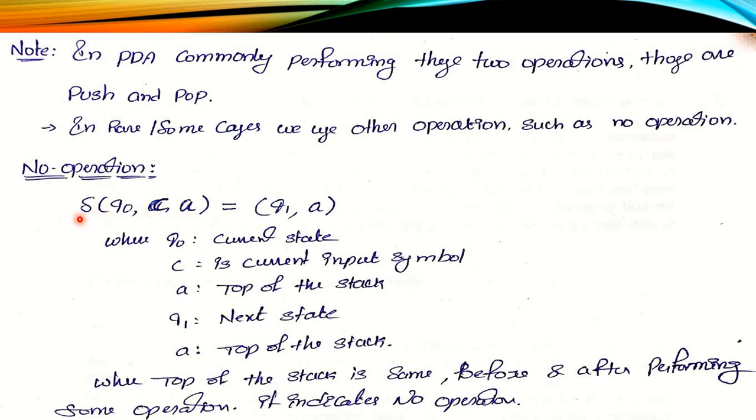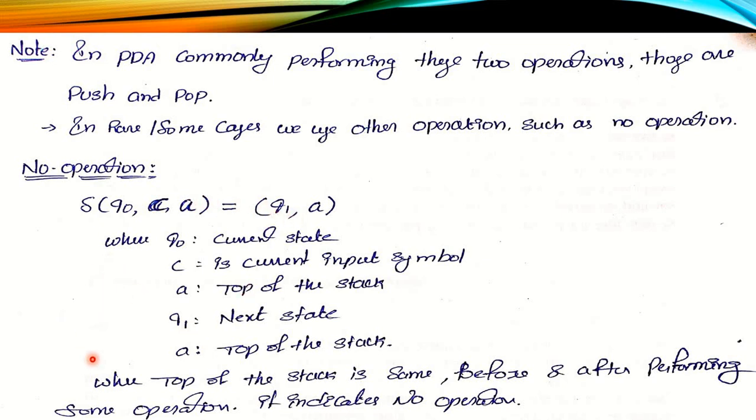Once again, δ is the transition function, Q0 is the current state, C is the current input symbol from the input tape, and A is the top of the stack. Then go to Q1. That means the previous state is Q0 and the next state is Q1, and the top of the stack is A as it is. Before performing the operation, the top of the stack is A. After performing the operation, the top of the stack is A. That means no change in the stack. The only change is from state Q0 to state Q1.